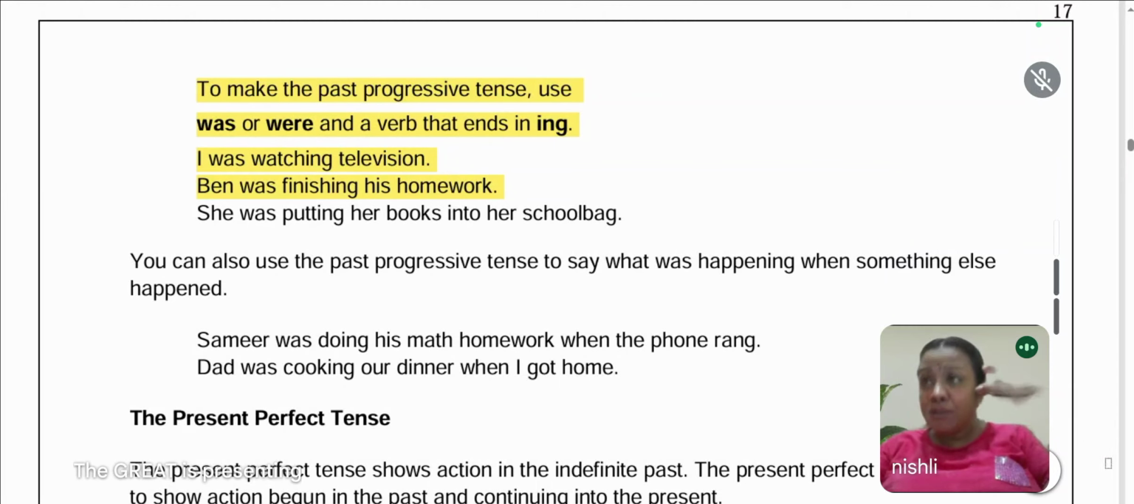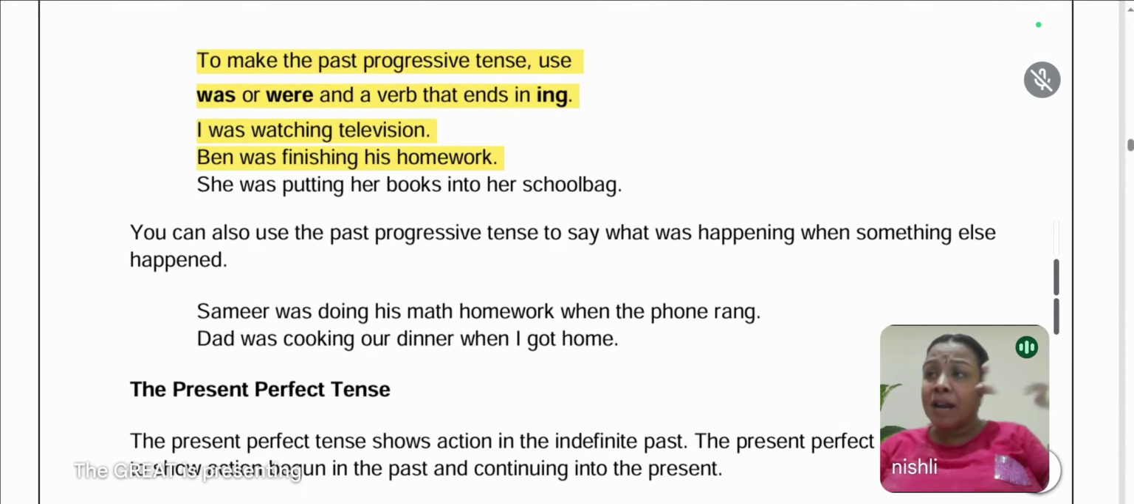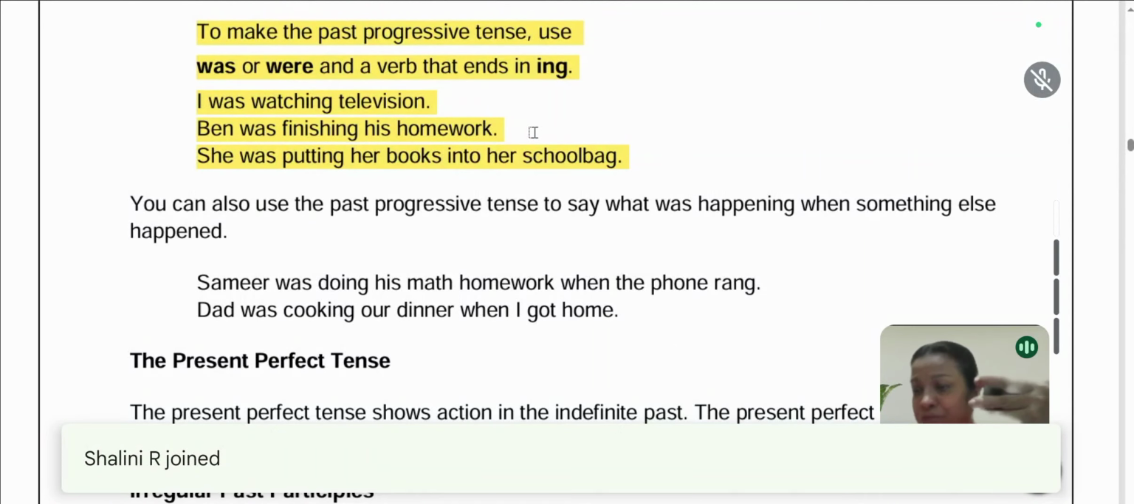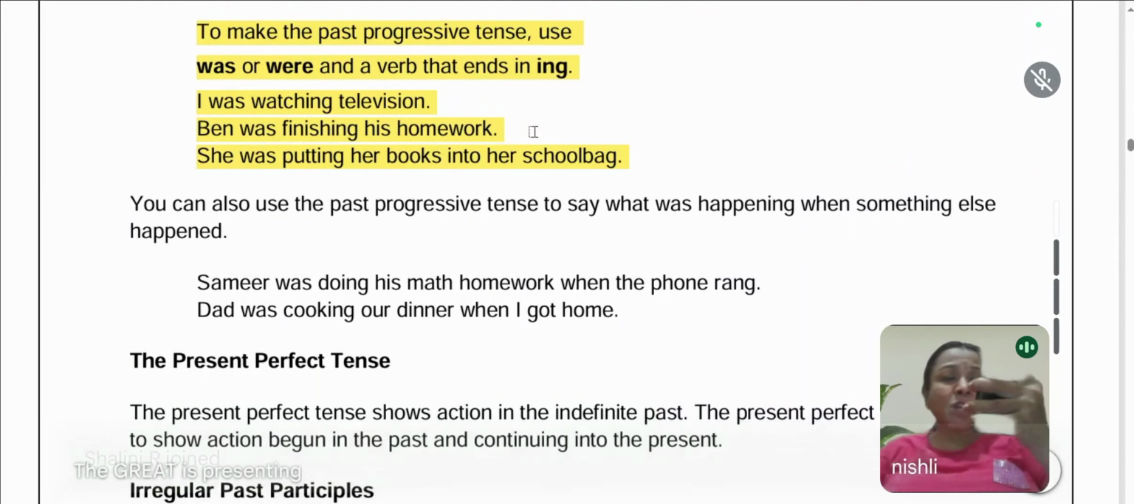So Ben was finishing his homework means he was almost completing his homework when I left the house, like when I was leaving. So that action, he was finishing his homework, will continue for a few more minutes or a few more hours. Next, she was putting her books into her school bag. So you have already seen that action. After you came, she was continuing that action. You would have come home or you had left the scene. That action was continuing.